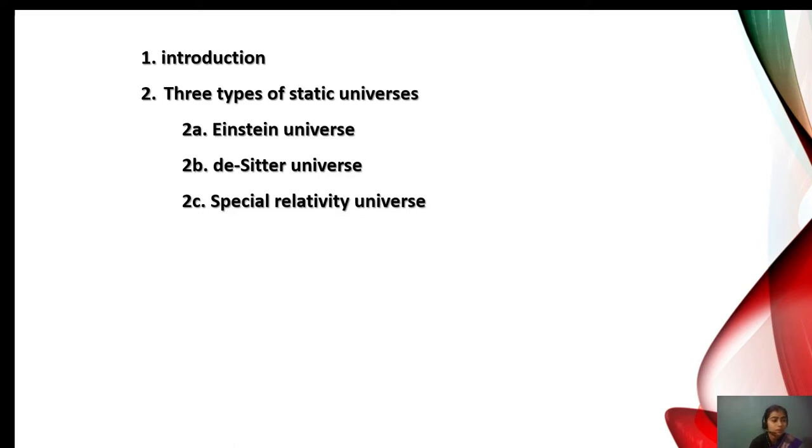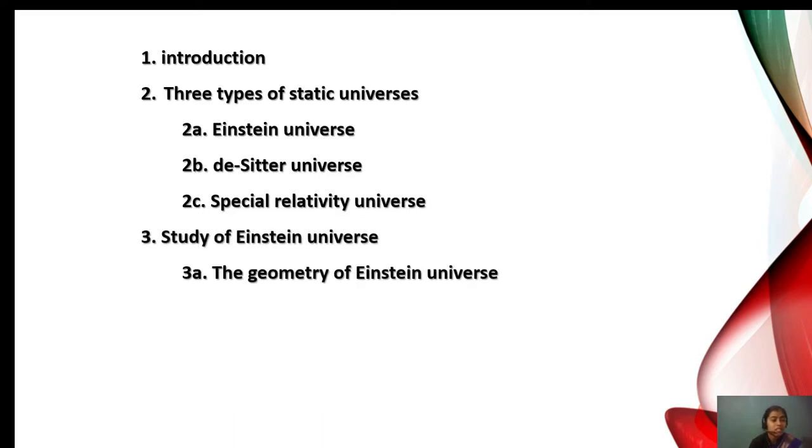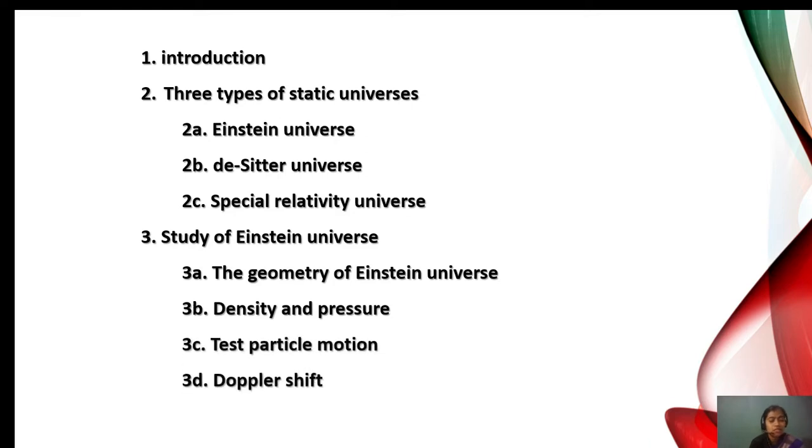Cosmology also contains the concept of general relativity. The next, third topic is the study of the Einstein universe, which contains four parts. First is the geometry of the Einstein universe, second is density and pressure, third is test particle motion, and fourth is Doppler shift.